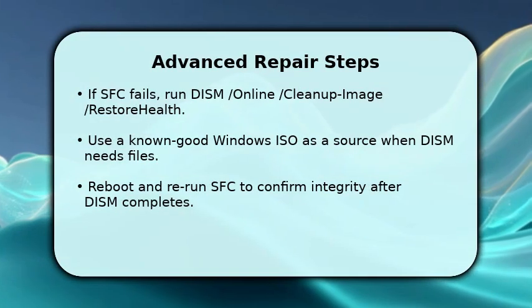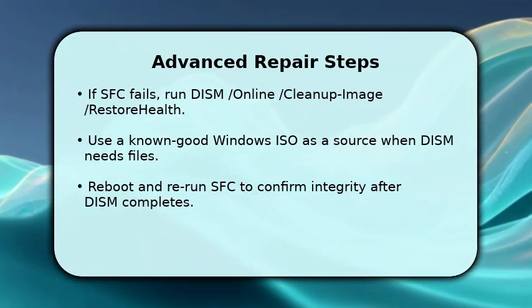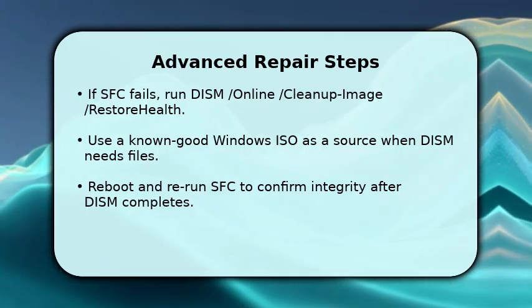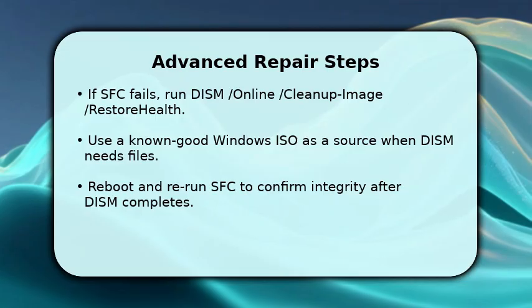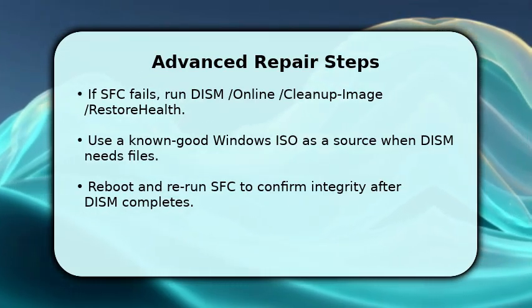If SFC couldn't fix everything, you move to DISM with the command dism /online /cleanup-image /restorehealth. This repairs the component store that SFC relies on. If DISM reports missing source files, mount a matching Windows 10 ISO or point to a mounted install.